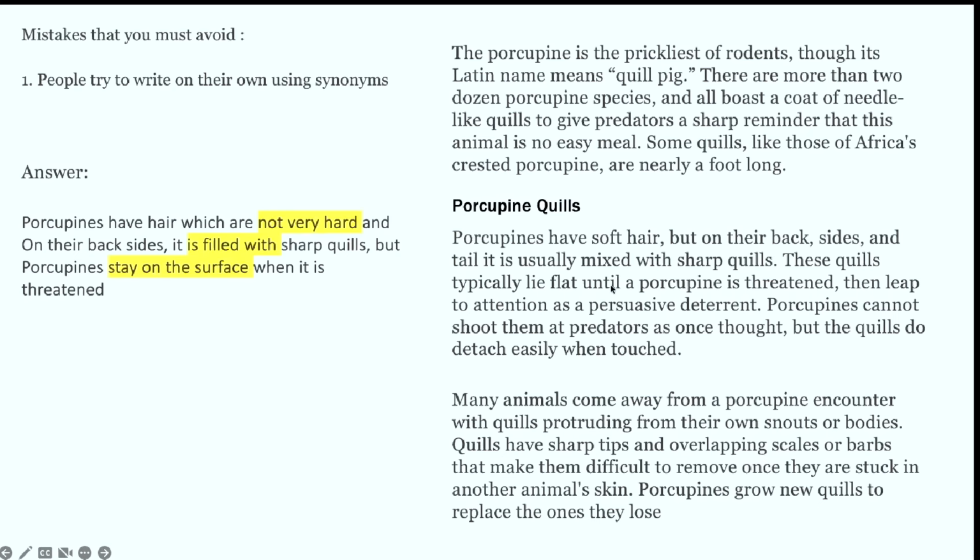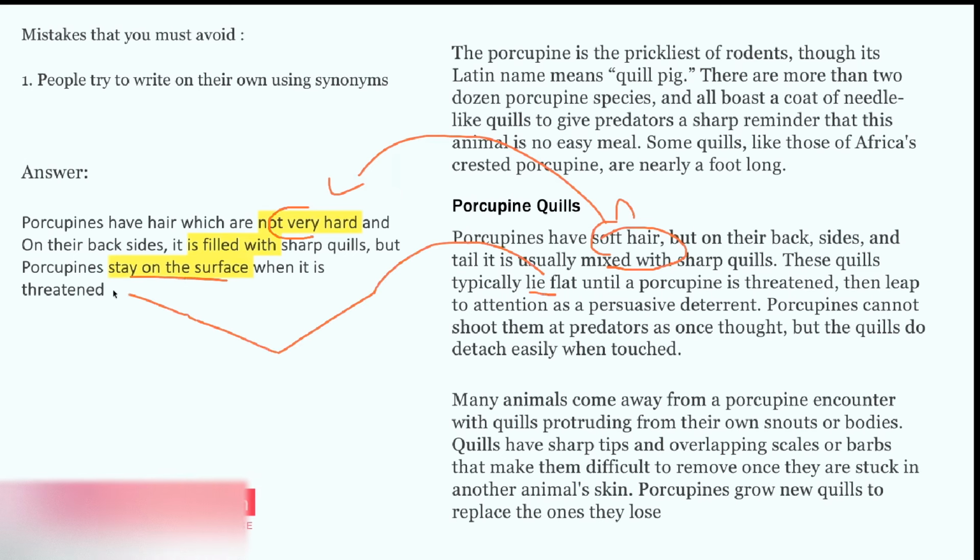So let's understand what people do here. This is the paragraph on my right-hand side, and they try to write a synonym of the word. Porcupines have soft hair. Instead of writing soft, they end up writing not very hard. On the back side, it is filled with, here mixed with. They try to write on their own, but porcupines stay on the surface. Here it is written lie flat. The word lie they translate to stay, and the word flat they translate to the word surface.